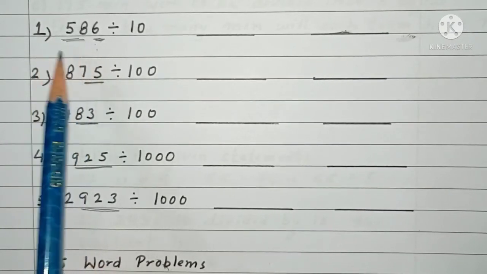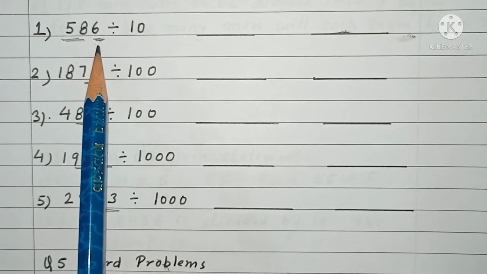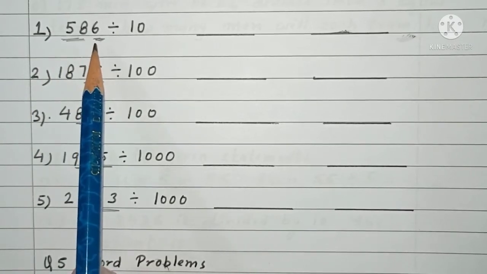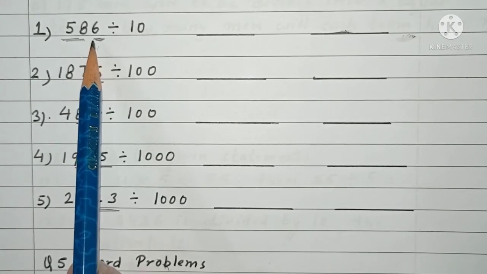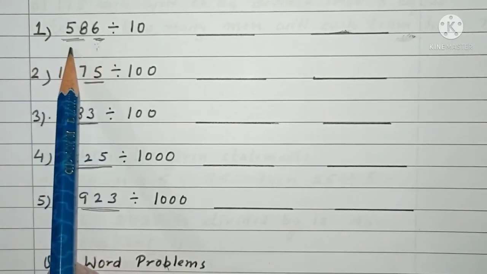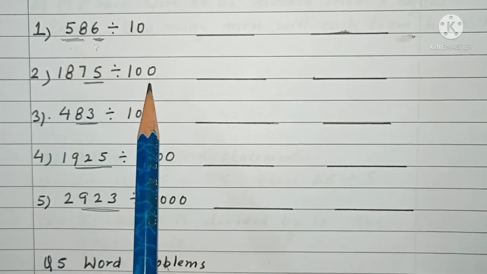So you need not solve the question here. Just recall that when any number is divided by 10, the remainder is the ones place digit and the other digits are the quotient. Similarly, this is a rule.